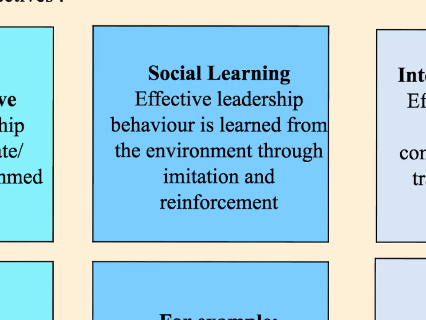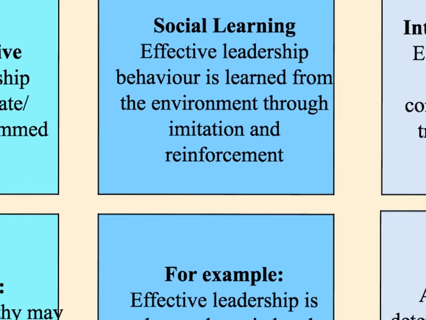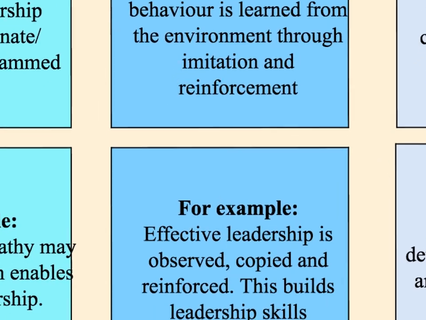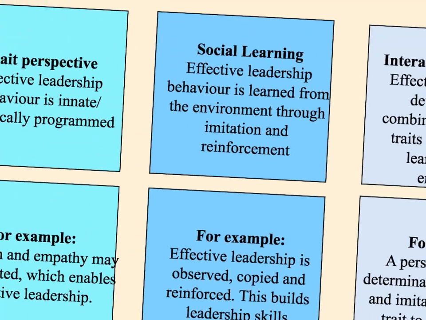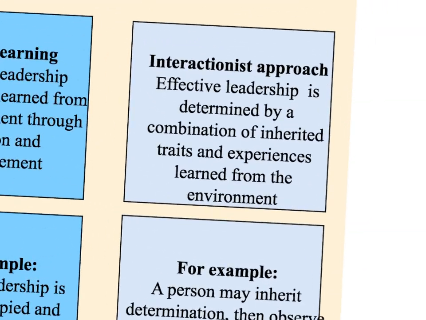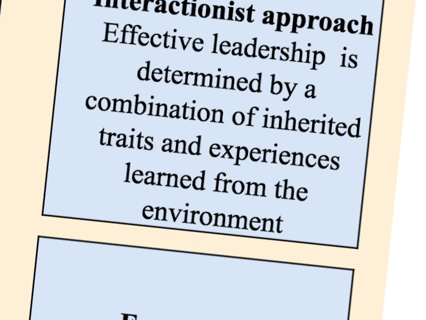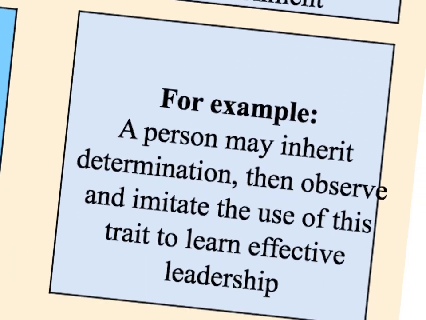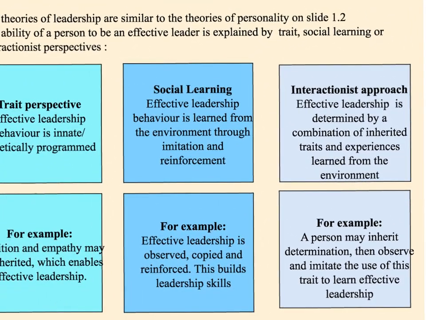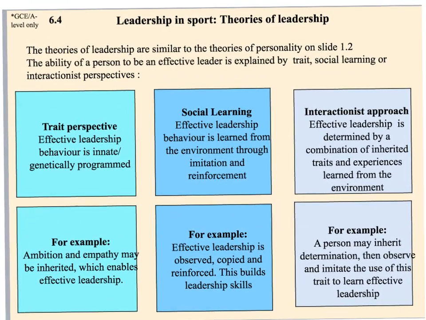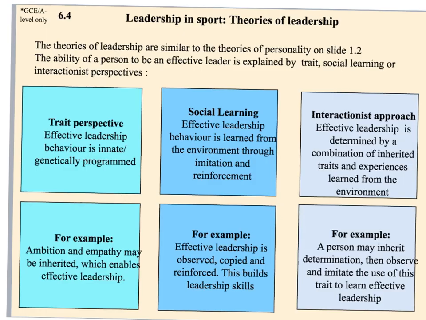Social learning theory. Effective leadership behaviour is learned from the environment through imitation of others and reinforcement from others. Again, you're copying other people. This builds your leadership skills. So it's saying you become a leader by watching others. And the interactionist approach, effective leadership is determined by a combination of inherited traits and experiences learned from the environment. For example, a person may inherit determination, then observe and imitate the use of this trait to learn effective leadership. So this shouldn't cause you any problems really about where our leadership comes from. Okay, it's up to you what you think it is, but make sure you could maybe argue which one you think is more relevant.